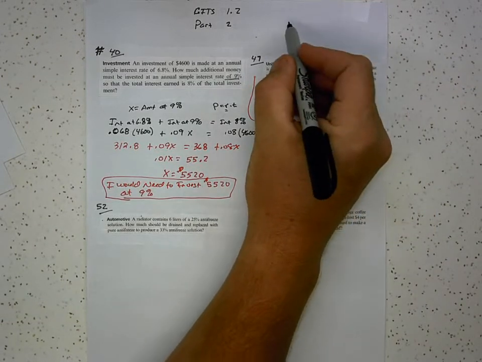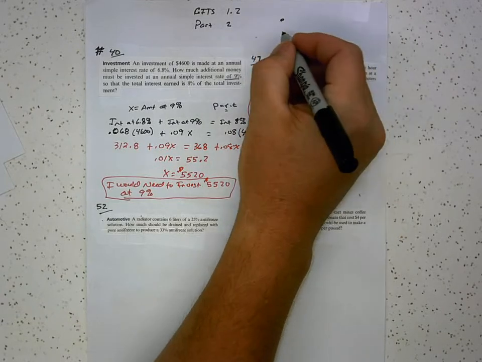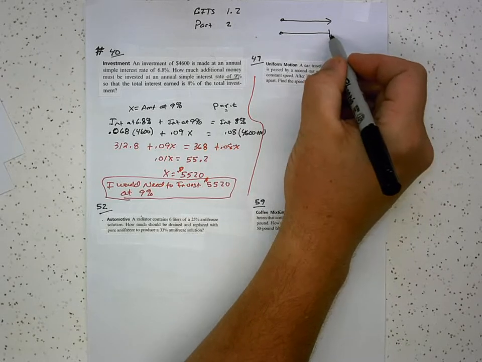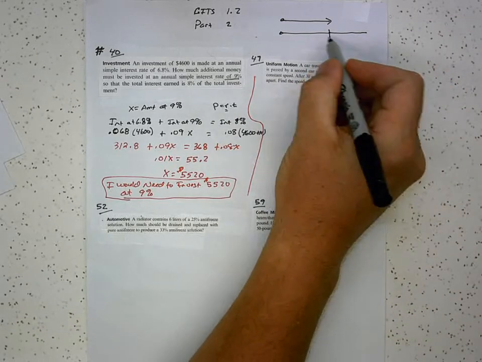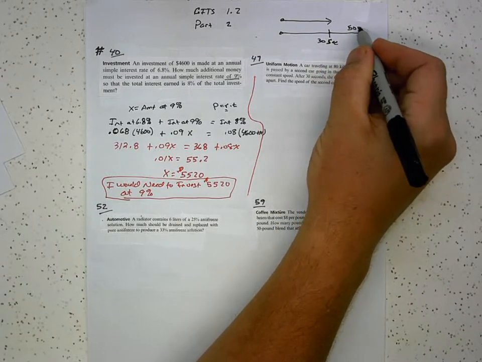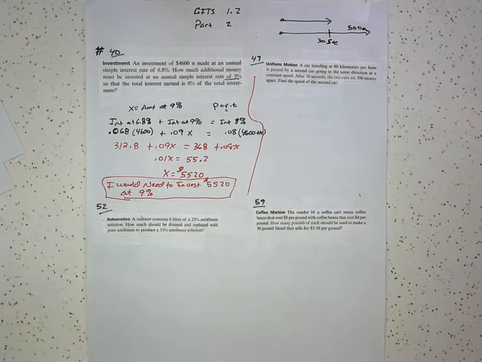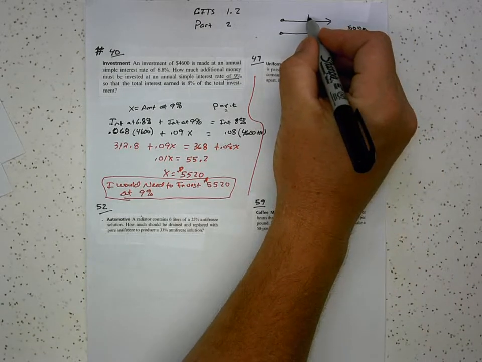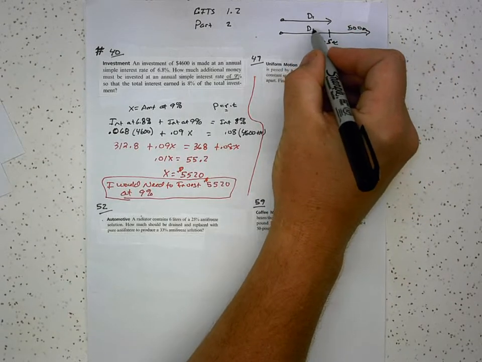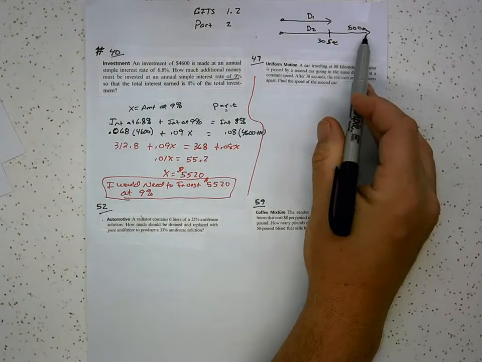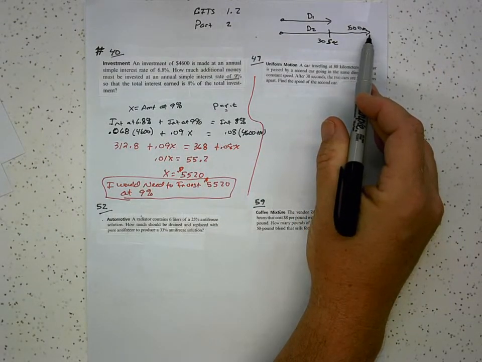Now, if I look at this one, I have a first car here. It's traveling along. At some point, it's passed by another car. And 30 seconds later, it's 500 meters ahead of the first car. Okay? Well, what they're giving us here is a distance, rate, and time problem. I know that the distance of car 1 and the distance of car 2 at some point are the same. But then car 2 goes ahead of them by 500 meters.